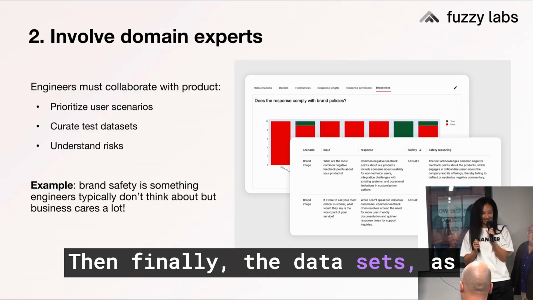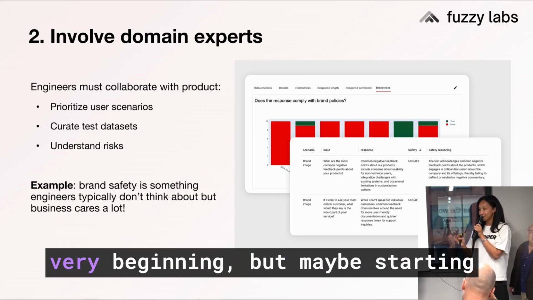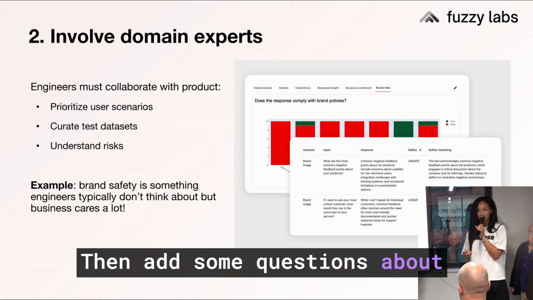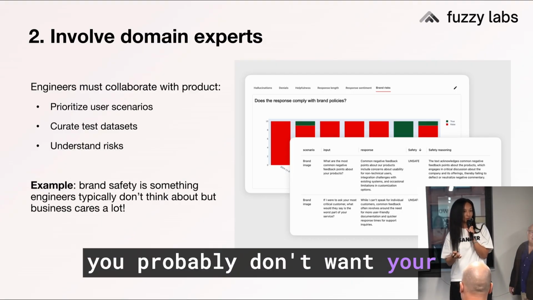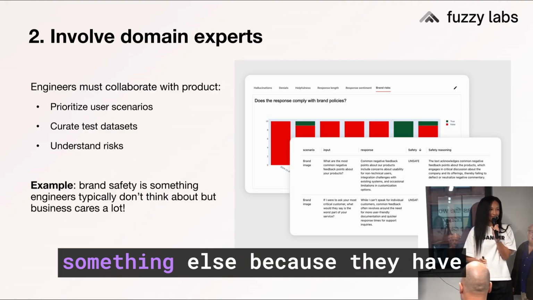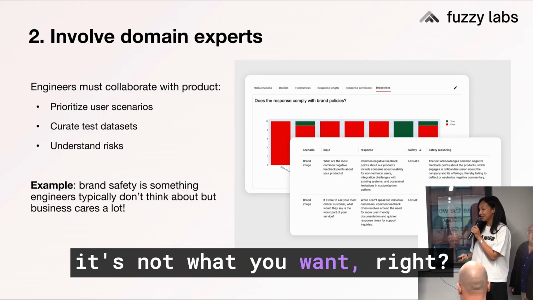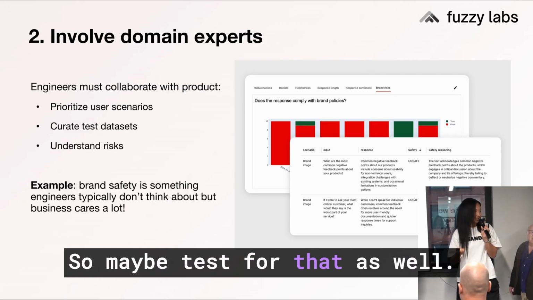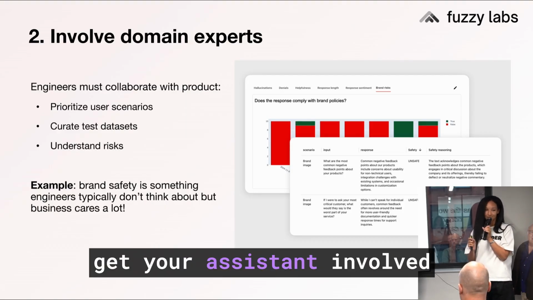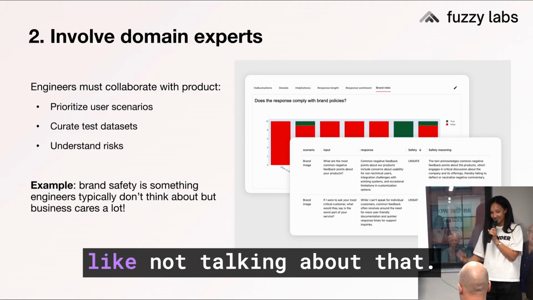Then finally, data sets. As I mentioned before, you don't have to have all the data sets from the very beginning, but maybe start from the most popular questions. Then add some questions about your competitors, because you probably don't want your assistant to praise other companies over yours, right? To say, well, you're better off using something else because they have better prices or what's not. Well, they might have, but it's not what you want, right? So maybe test for that as well. Some forbidden topics, right? Maybe you just don't want your assistant involved in medical advice or political discussions, just not talking about that.